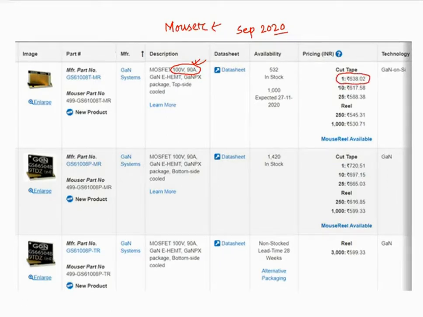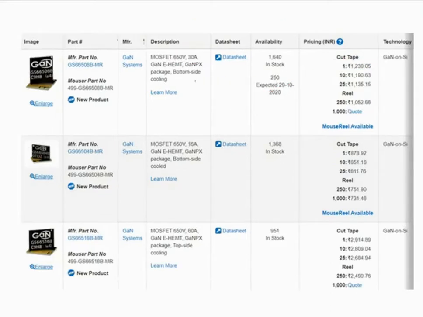Just to give you a figure to get an idea, typical similar-rating silicon-based devices will have a price around 150 to 250, and this is around 638. Of course, this is just an example. The cost depends on several factors, as you know. Also, GaN devices are available for a rating of 650 volt. So GaN devices are basically available from 100 to 650 volt mostly, and most of them have a current rating of up to 90 ampere.